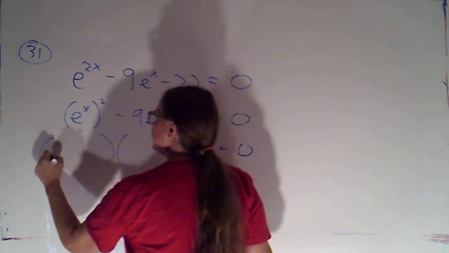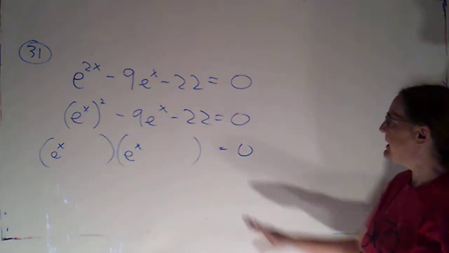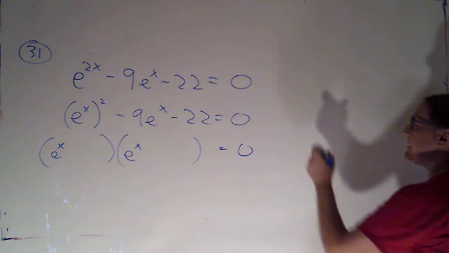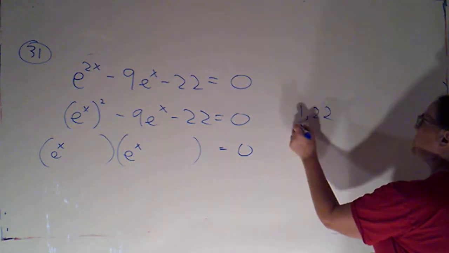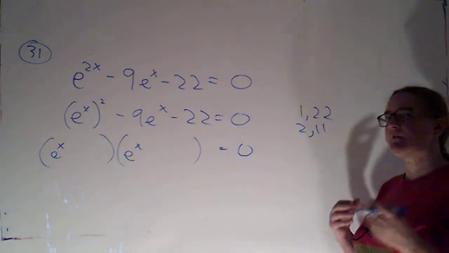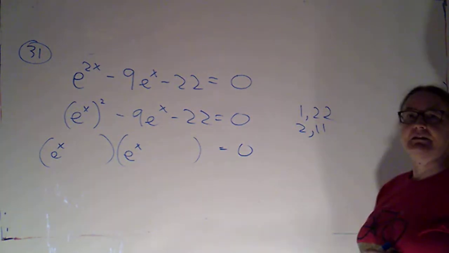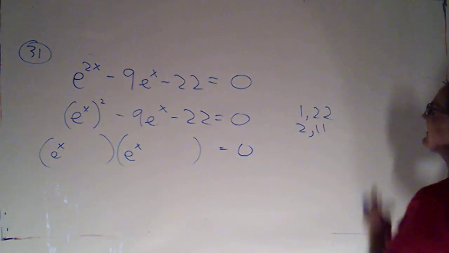So in order to get (e^x)^2, I'd have to have e^x and e^x. Now I'm looking for numbers that multiply to give me 22. 1 and 22, 2 and 11. 3 doesn't work, 4 doesn't work, 5 doesn't work, 6 doesn't work, 7 doesn't work, 8 doesn't work, 9 doesn't work, 10 doesn't work, 11's on the list. Okay, so it's a fairly short list.